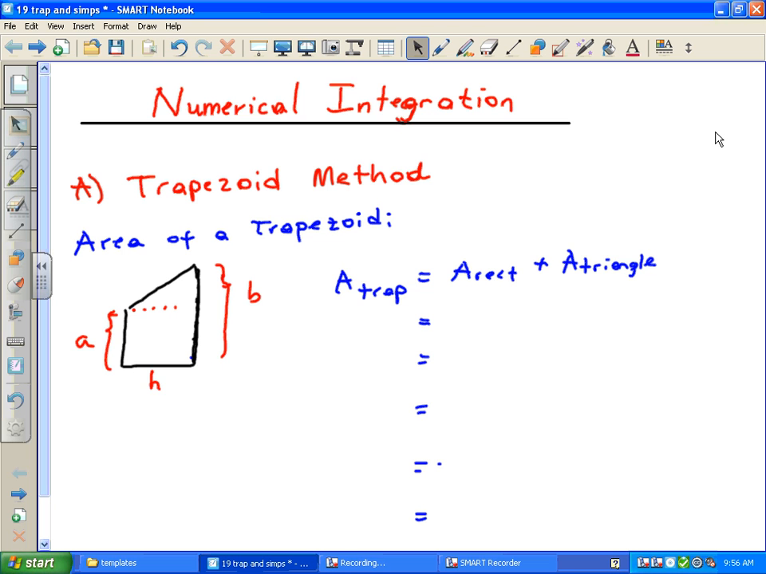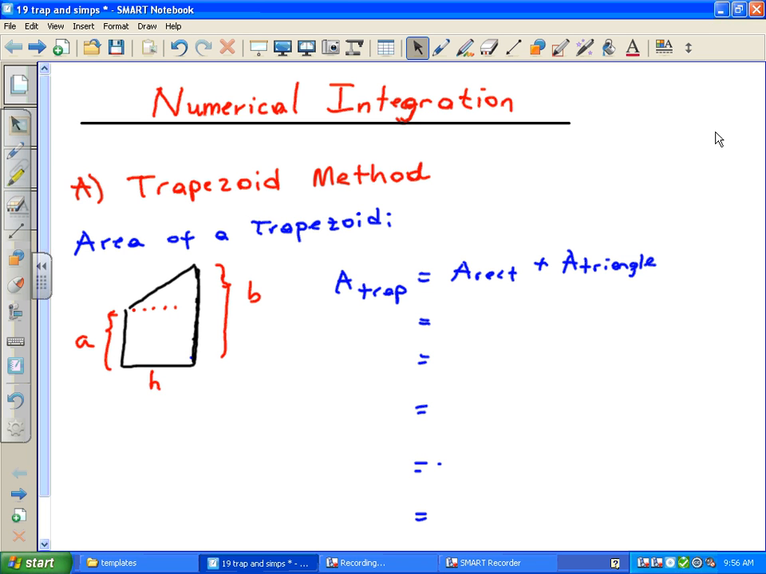So the topic of the day is numerical integration. We're going to take a look at two numerical integration techniques today. One is called the trapezoid method, and the other one is called Simpson's method. The closest thing you have seen to this before is Newton's method.